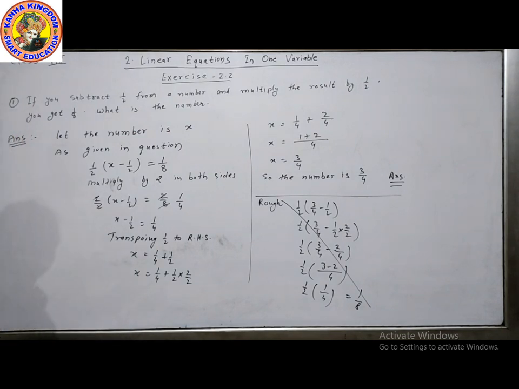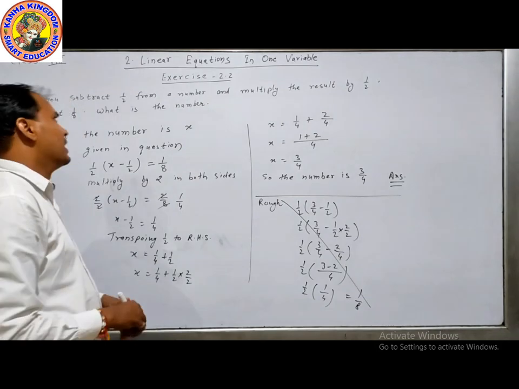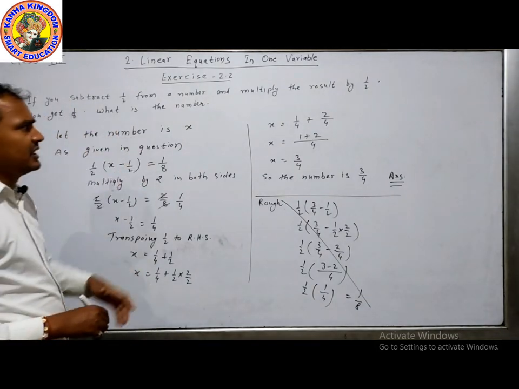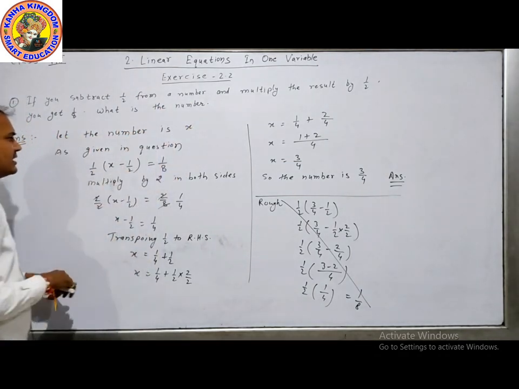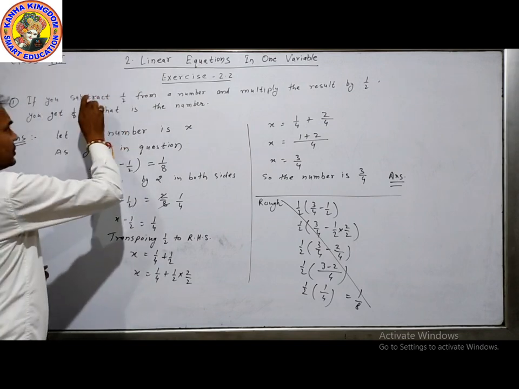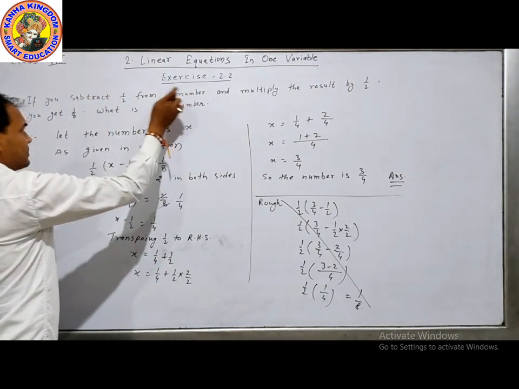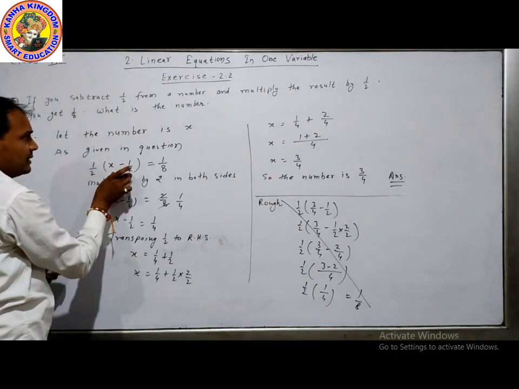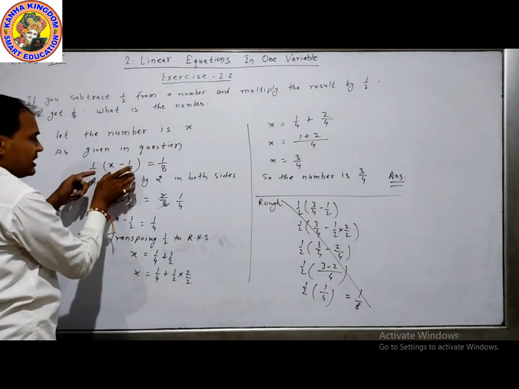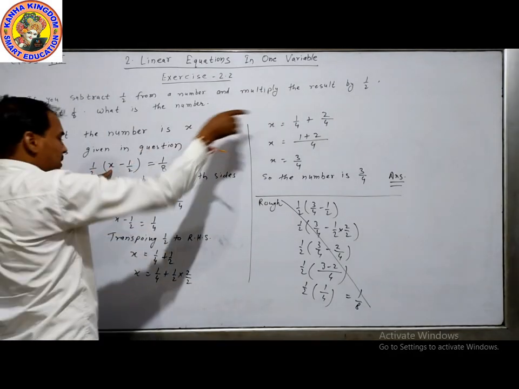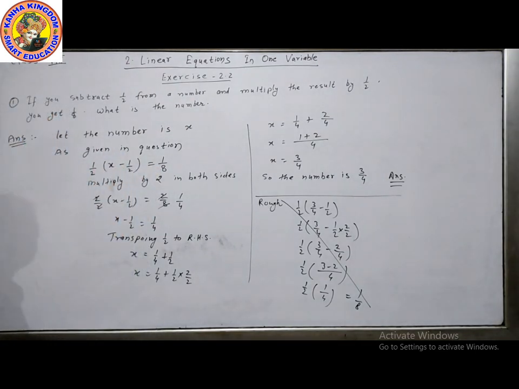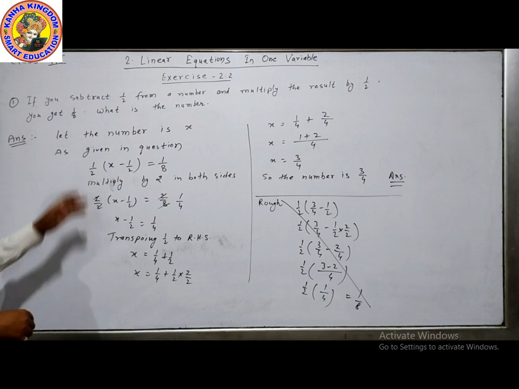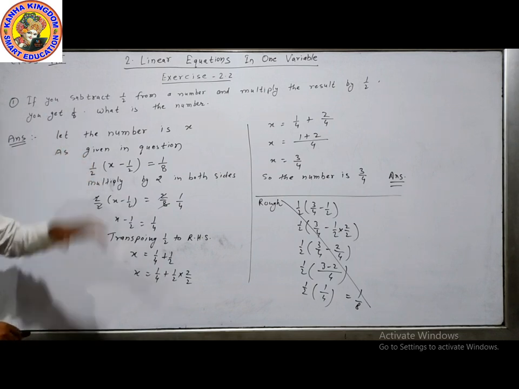So from the beginning: if you subtract half from a number and multiply the result by half, you get 1 by 8. What is the number? Let's assume that the number is x, as given in the question. Subtract half from x. Multiply the result by half, you get 1 by 8. This is our equation. You have to make an equation, then find the value of x.